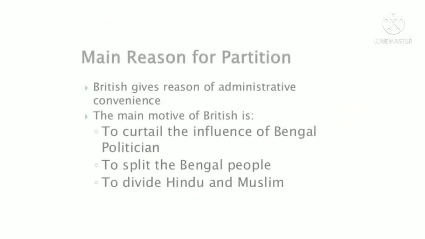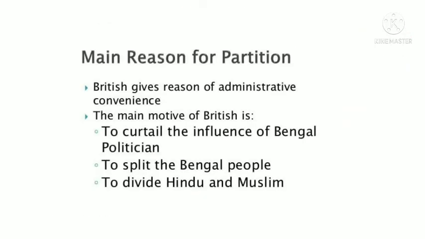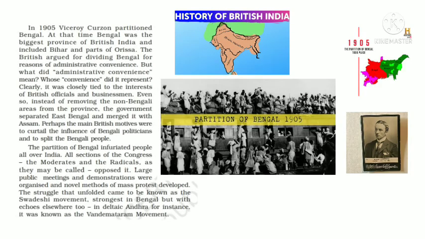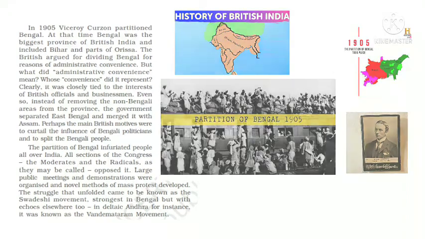Okay, listen. Main reason for partition of Bengal: the British gave the reason of administrative convenience. The main motive of the British was to curtail the influence of Bengali politicians, to split the Bengali people, to divide Hindu and Muslim. Okay. The struggle that unfolded came to be known as the Swadeshi Movement. Called for Swadeshi goods. Strongest in Bengal but with echoes elsewhere. In the Andhra delta, for instance, it was known as the Vande Mataram movement.